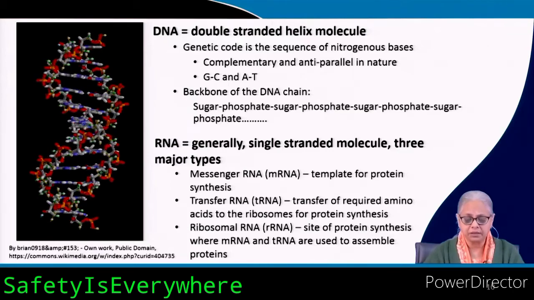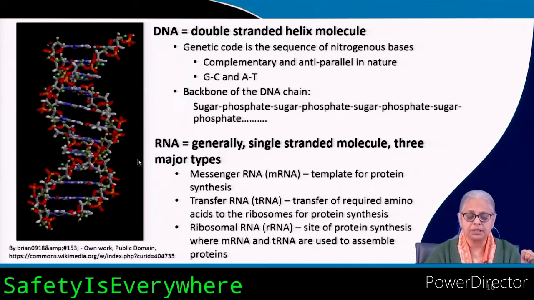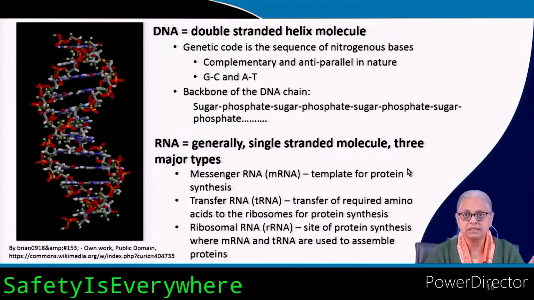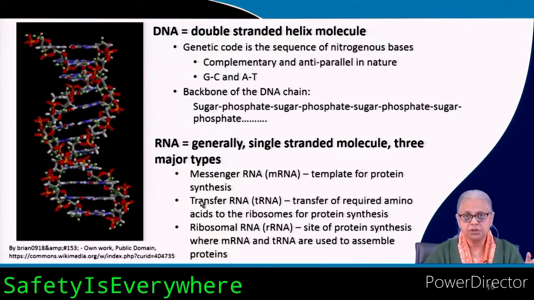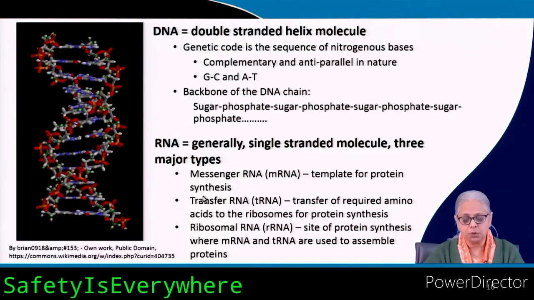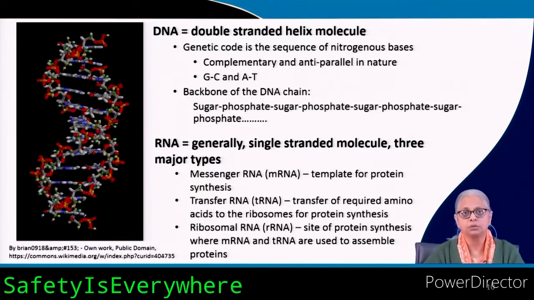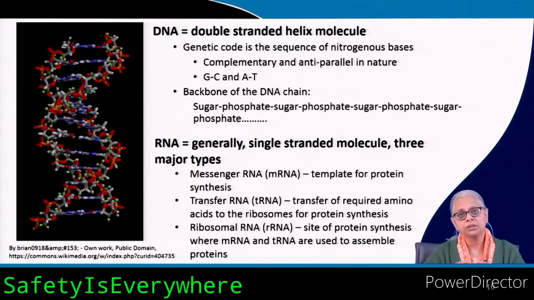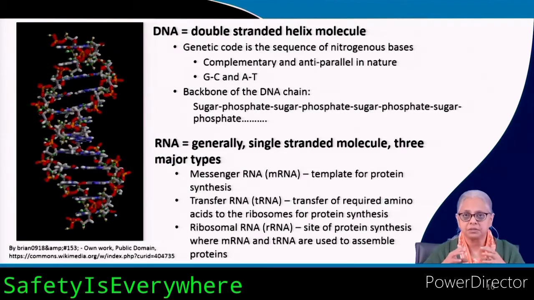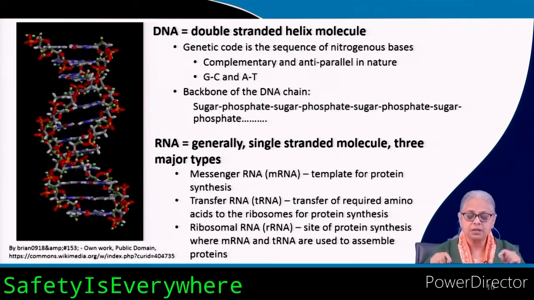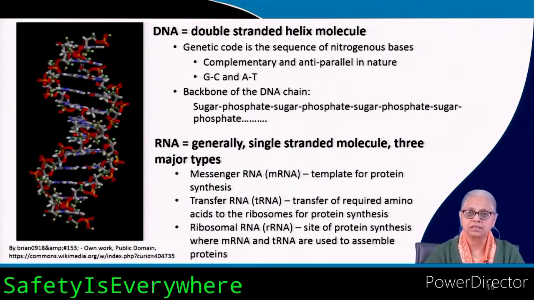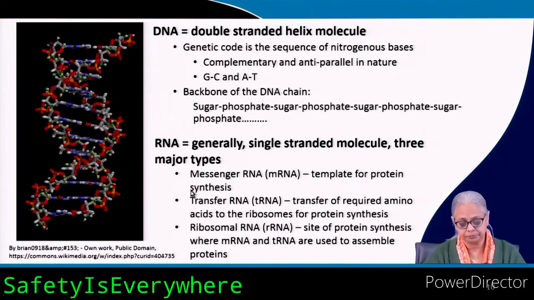RNA is a single-stranded molecule. There are three types of RNA. We have messenger RNA, which serves as a template for protein synthesis. We have transfer RNA, which collects the amino acids and assembles them on the ribosome for the protein synthesis to happen. And then you have the ribosomal RNA, which is the site of the protein synthesis, where the messenger RNA and transfer RNA are used for assembling the proteins.